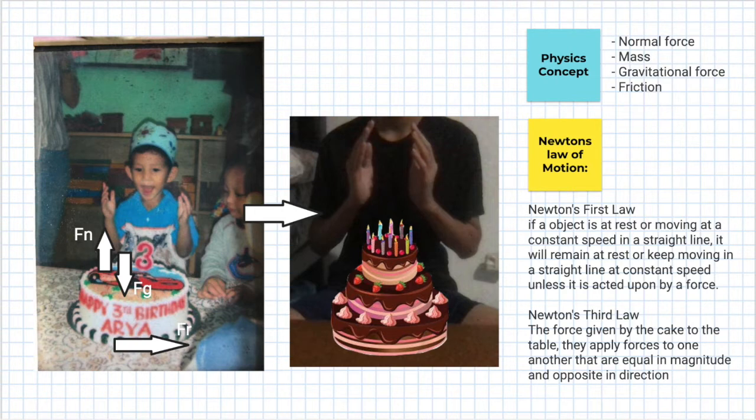And the second Newton's law is Newton's third law. The force given by the cake to the table, they apply force to one another. They are equal in magnitude and opposite in direction. So the force that is given by the cake to the table is equal, and there is no change because there is no action but only a mass that is giving a force to the table.